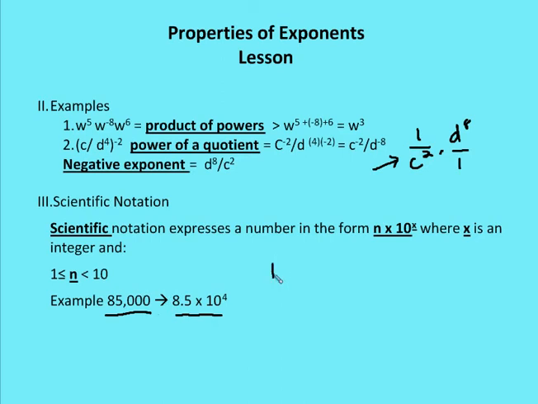Well, I know that 10 to the 4th is the same as 10 times 10 times 10 times 10. And each time I'm just really adding a 0 to the 1. So I start with 1 zero, 2 zeros, 3 zeros, now 4 zeros. So 10 to the 4th means I'm going to end up with 1, 2, 3, 4 zeros. Okay. So now I have 8.5 times 10,000, and that's the same as 85,000.